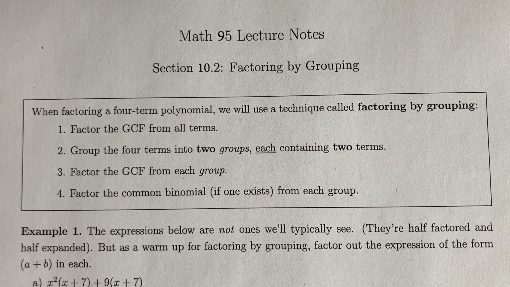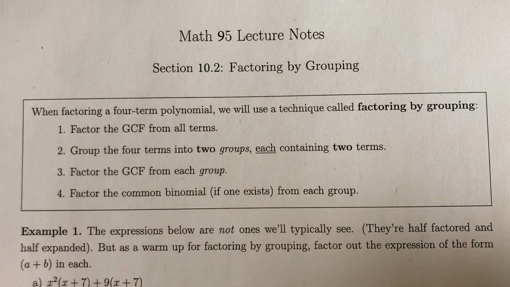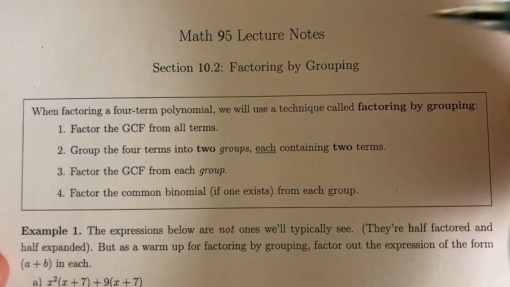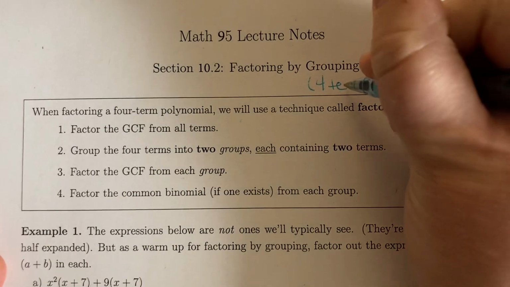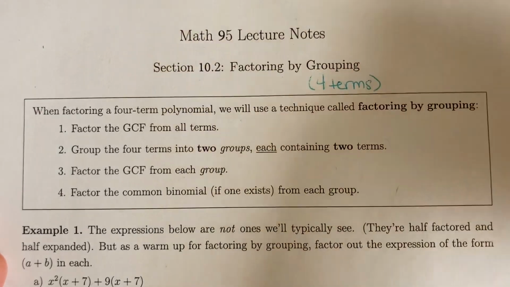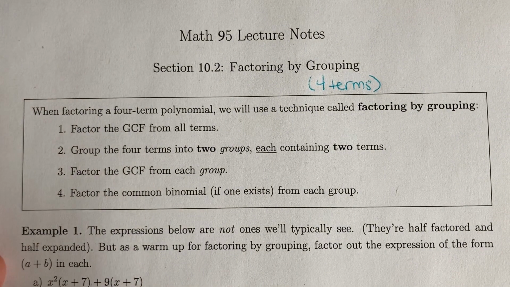Section 10.2 is called factoring by grouping. So it is a factoring technique, and this is specifically for when we have four terms. And remember, terms are pieces of a polynomial that are added together. So let's see what the process is.